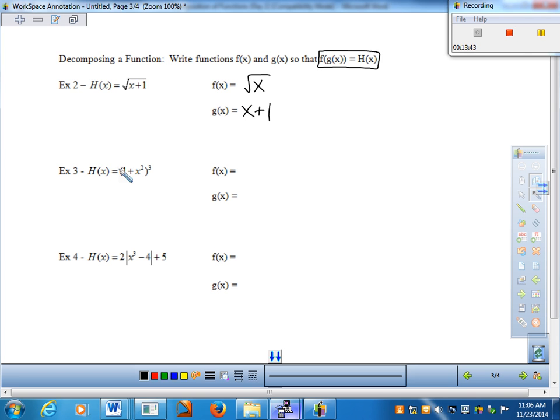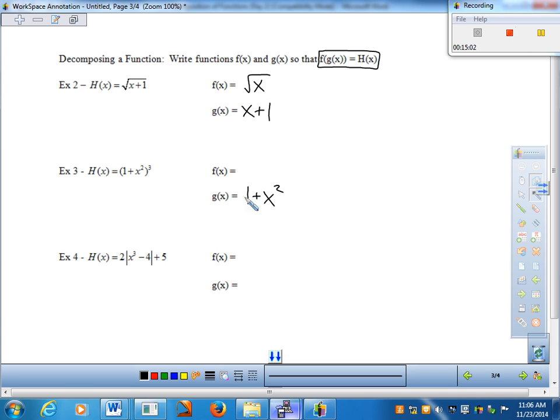Well, I'm going to play 1 out. So this would be one scenario. I see that 1 plus x squared, this piece, that's a function, right? So if I make g of x equal to 1 plus x squared, that is a function within the larger function, absolutely.